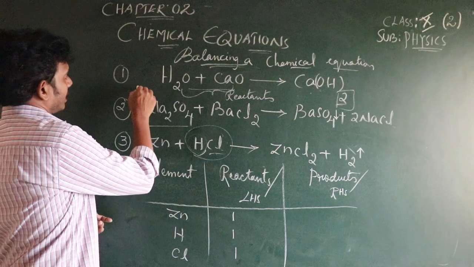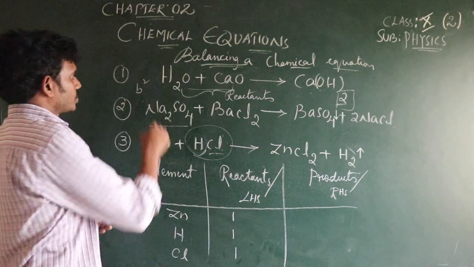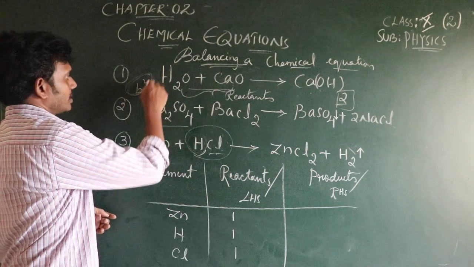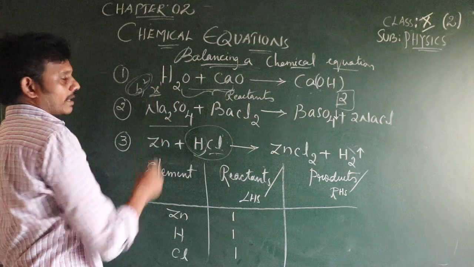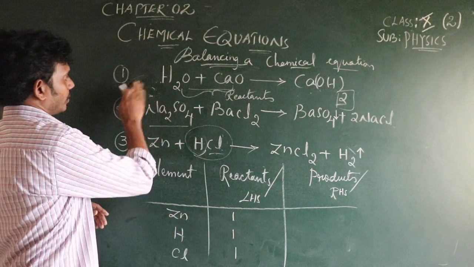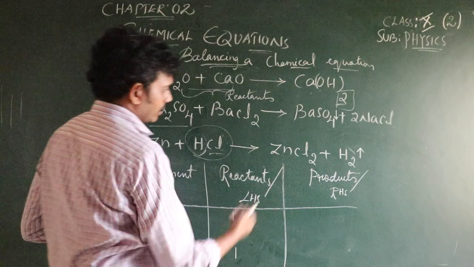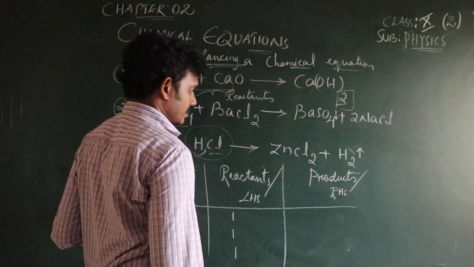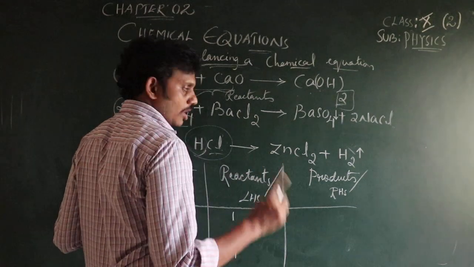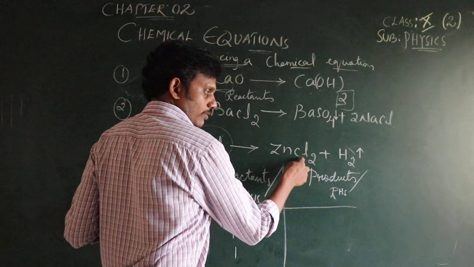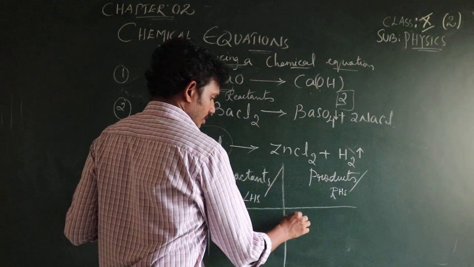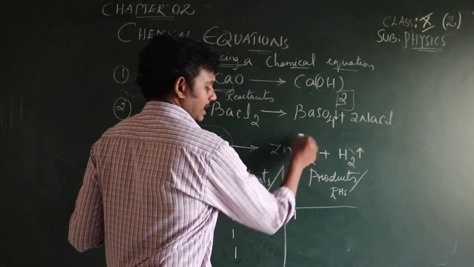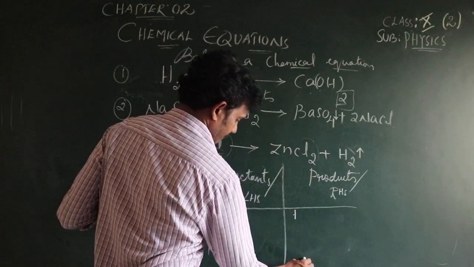For example, b square, and here only x is there. B square, its power is 2, whereas x has power 1, if no number, it means 1. In the same way here also, look at this, towards the products, Zn, how many are there? Zinc, only 1 is there. This 2 is only for Cl, not for this Zn, so Zn 1 is there. Cl, how many are there? 2 Cl atoms are there, so let's go for 2 Cl.